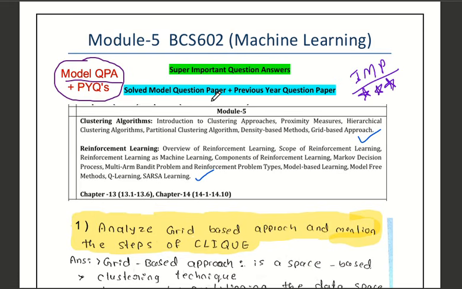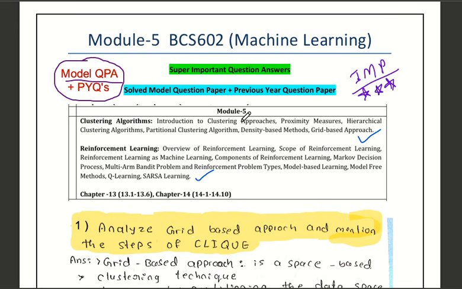If you are following this series, you might know that we have started the series on the machine learning subject, subject code BCS602. So far we have completed module 1, module 2, module 3 and module 4 important question answers, model question paper, previous year question paper and numerical problems along with the solution from each module. So in this video, we are going to discuss module 5 based on the model question paper and previous year questions with the reference we are going to study.